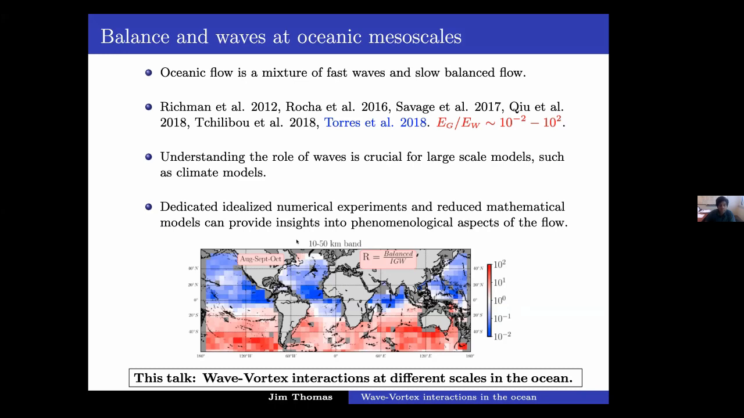And this is important for large-scale models. Large-scale ocean models and climate models don't resolve these waves. So it's important that we understand the role of waves so that we can develop better parameterizations for these large-scale models. Reduced mathematical models and idealized simulations will provide insight into how these waves change geostrophic flow and quasi-geostrophic turbulence. So this is the outline of this talk.